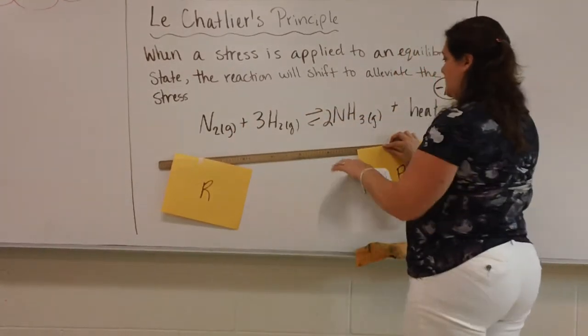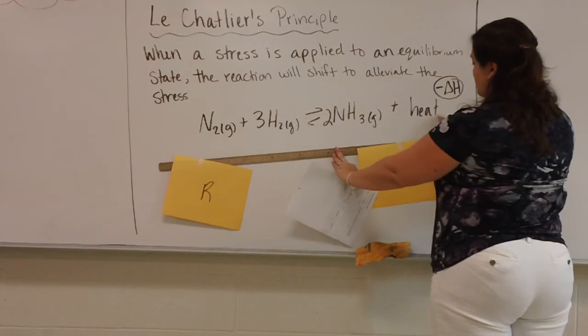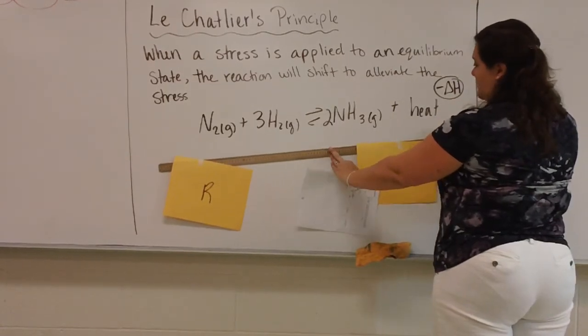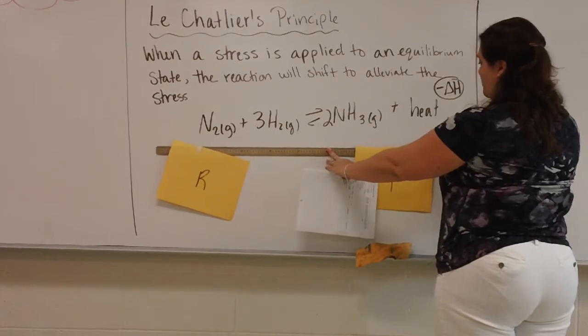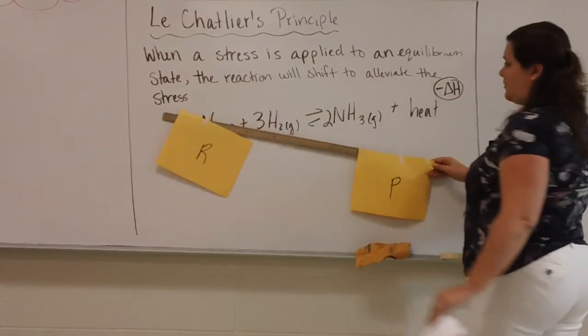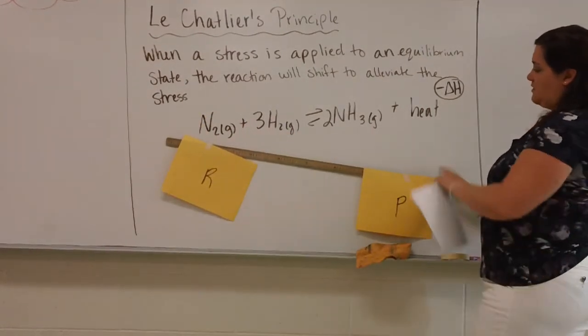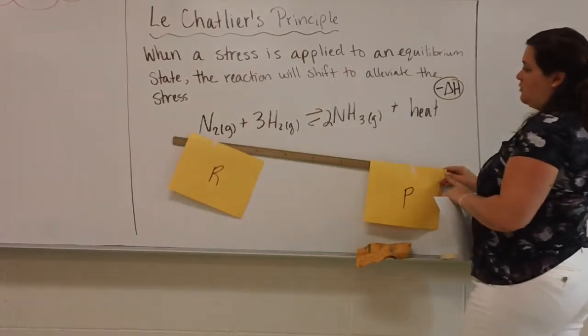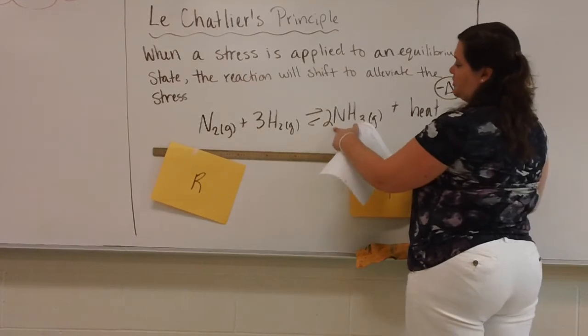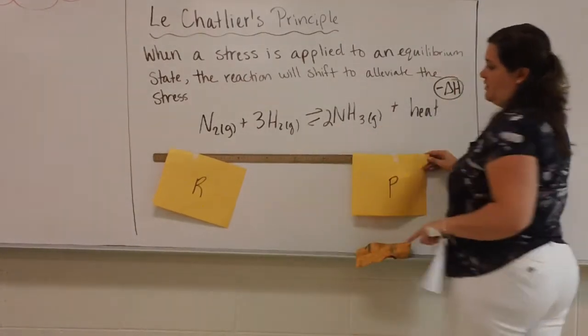And then if we increase our temperature, heat is on the product side, so if I increase the temperature, my heat is going to increase, and so my products are going to increase, and so I'm going to shift then towards the reactants. And if I'm shifting towards the reactants, my product concentration goes down and my reactant concentration goes up.